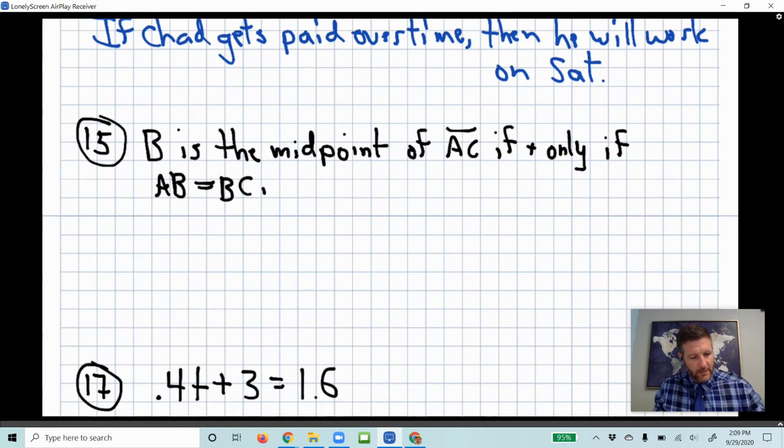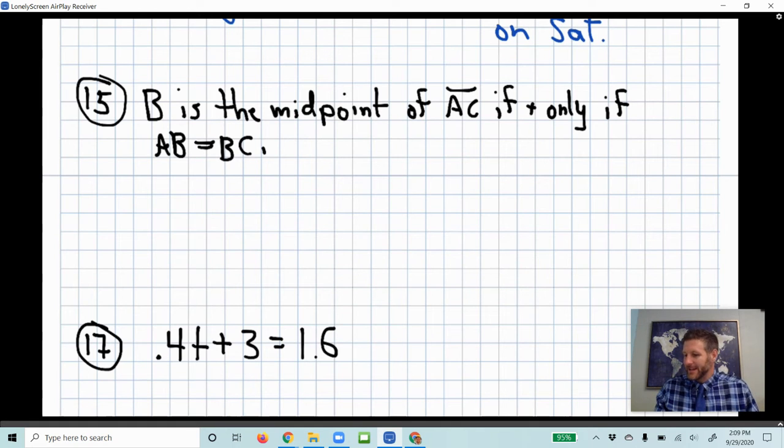All right, number 15. Number 15 says, determine if the biconditional "B is the midpoint of AC if and only if AB equals BC" is true. If it's true, say so, and if it's false, give a counterexample. Okay, so B is the midpoint of AC if and only if AB equals BC.